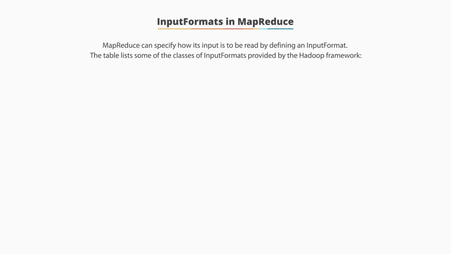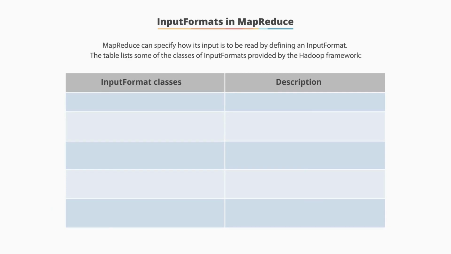MapReduce can specify how its input is to be read by defining an input format. The table lists some of the classes of input formats provided by the Hadoop framework. Let's look at each of them.